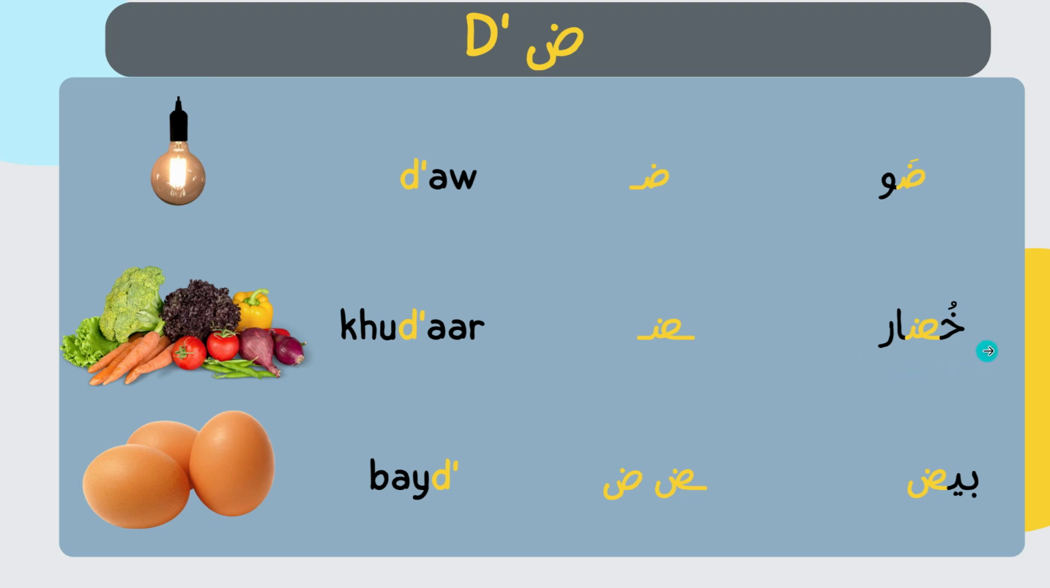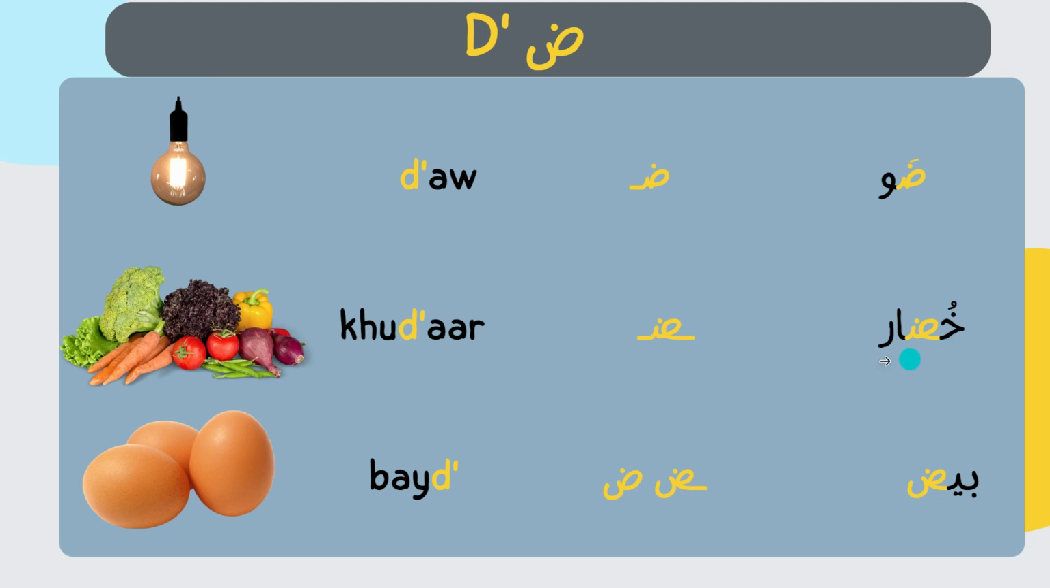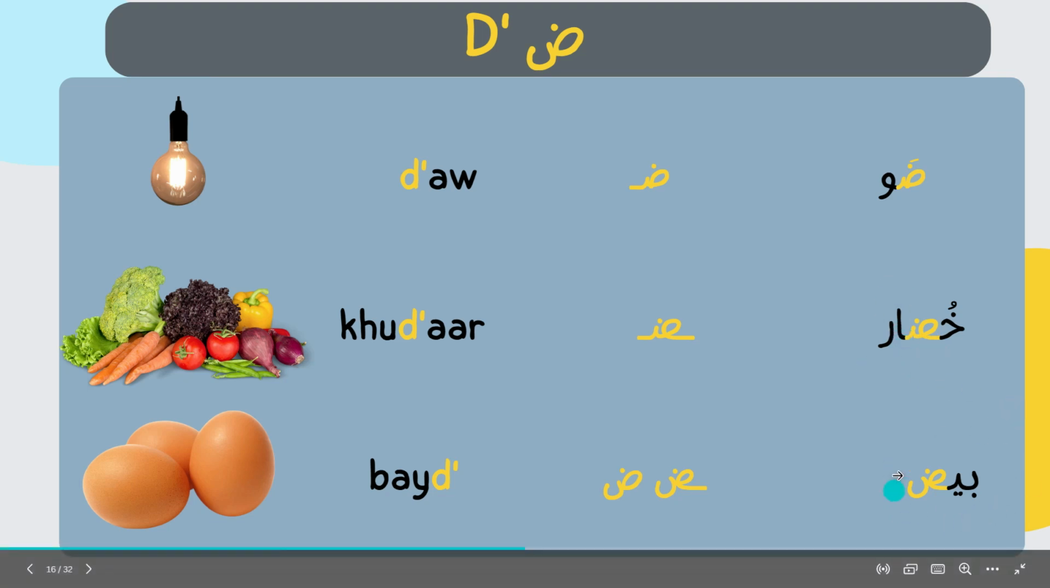Khudar, Khudar. Third word, your turn. Baid, Baid. Okay, check this word. Which letters are you familiar with? Correct. Kha, Da, A, and Ra. Last word, which letters do you recognize? Right, Be and Da.